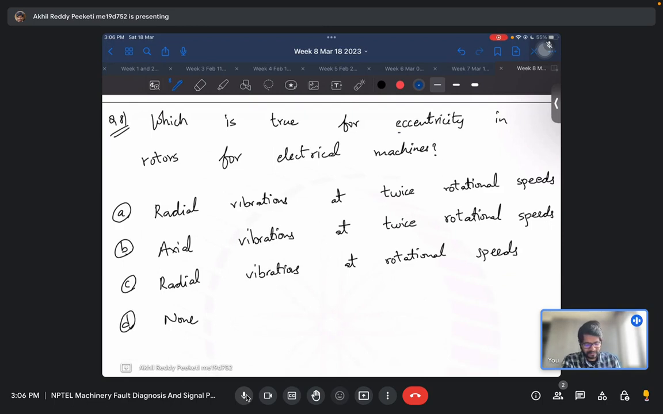So, what is true for eccentricity in rotors for electrical machines? What will eccentricity in rotors cause, or how will you be able to identify the presence of eccentricity? Through radial vibrations at twice the rotational speed, or axial vibrations at twice the rotational speed, or radial vibrations at rotational speed, or none of these. So what is the characteristic response for an eccentricity in rotors?